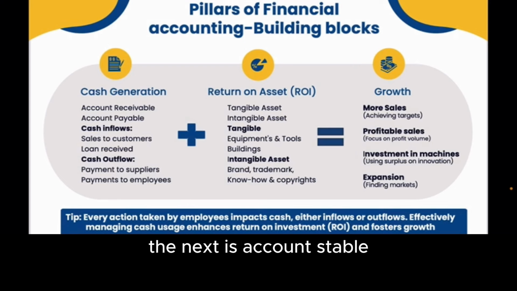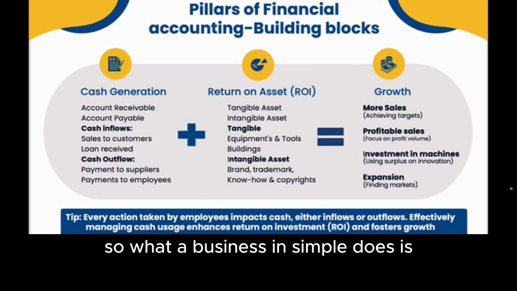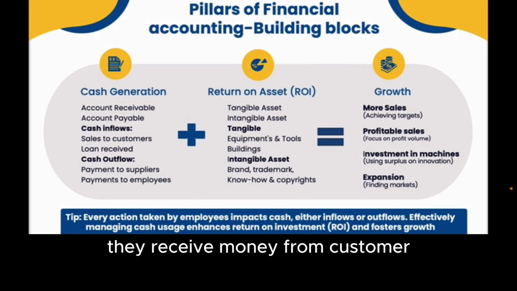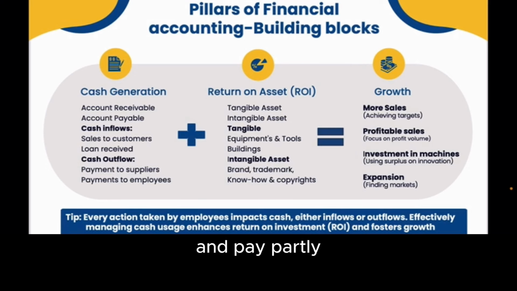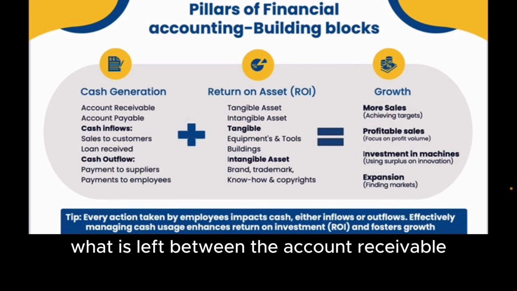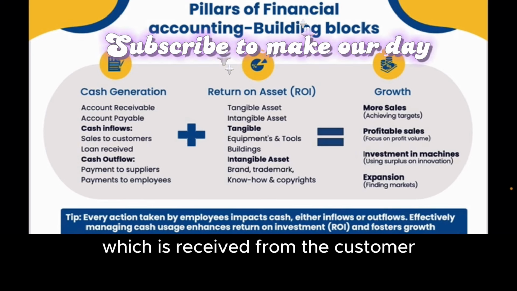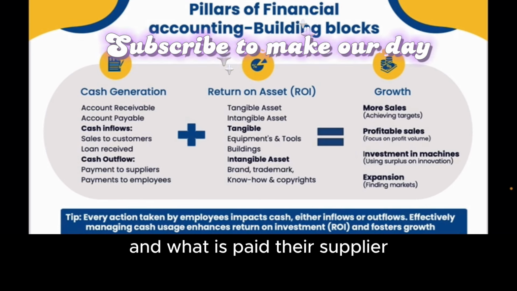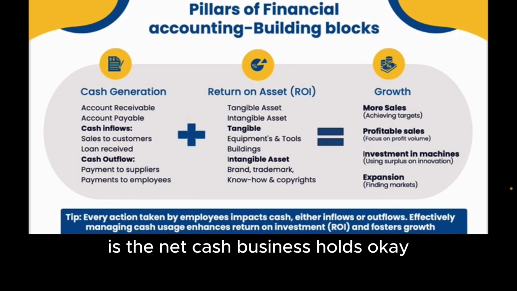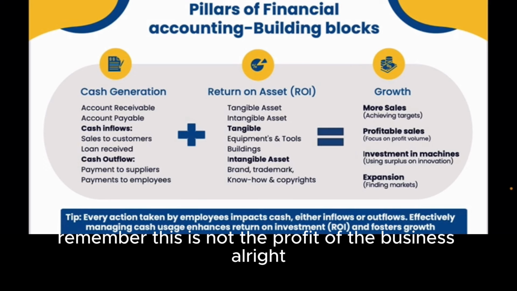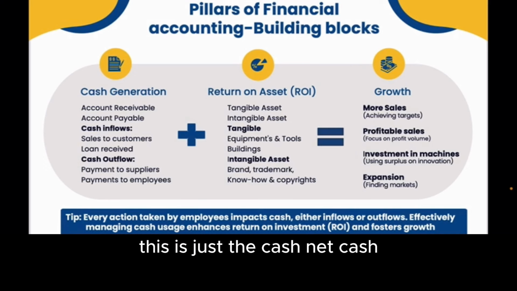The next is accounts payable. So what a business in simple terms does is receive money from customers and pay partly or fully to their suppliers. What is left between the accounts receivable, which is received from the customer, and what is paid to our supplier is the net cash the business holds. Okay, remember, this is not the profit of the business. All right, this is just the net cash.